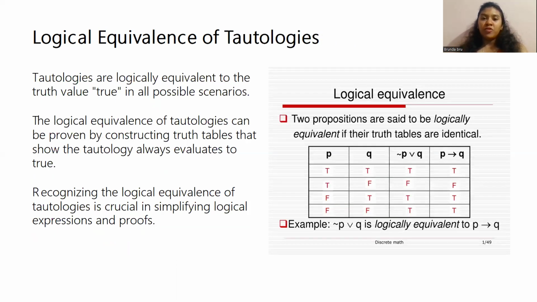Logical equivalence of tautologies. Tautologies are logically equivalent to the truth value true in all possible scenarios. The logical equivalence of tautologies can be proven by constructing the truth table that shows the tautology always evaluates to true. Recognizing the logical equivalence of tautologies is crucial in simplifying logical expressions and proofs. Two propositions are said to be logically equivalent if their truth tables are identical.